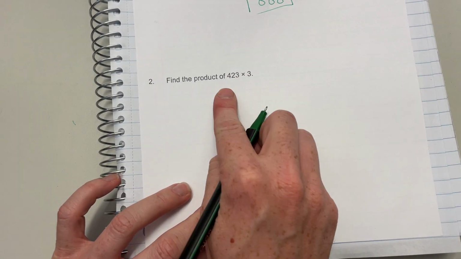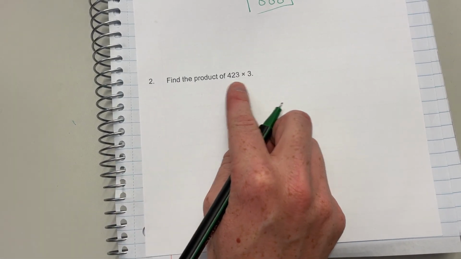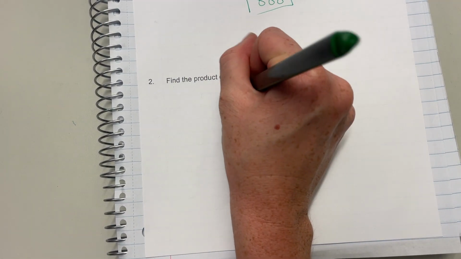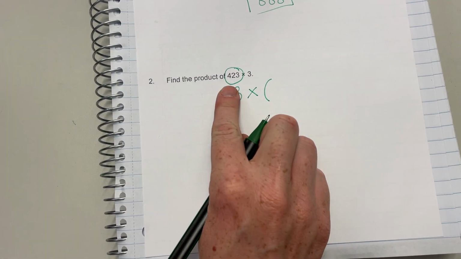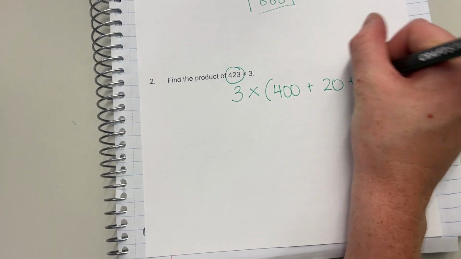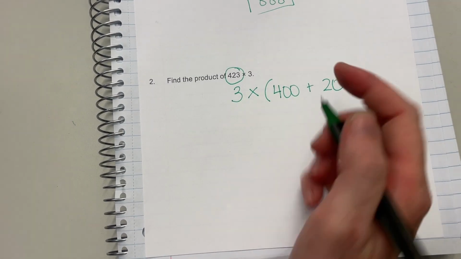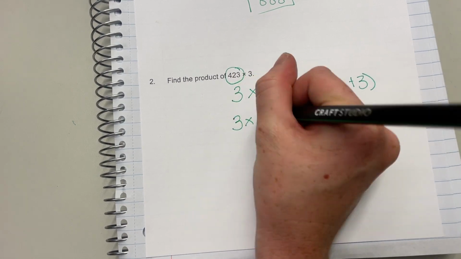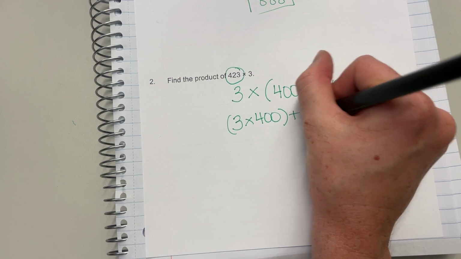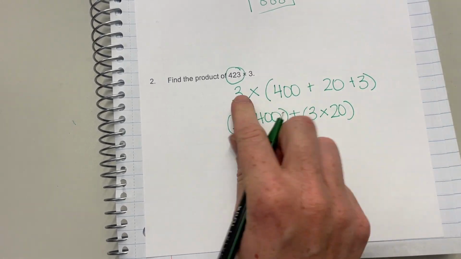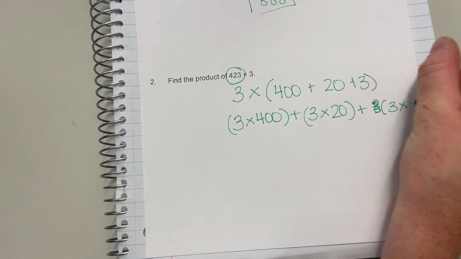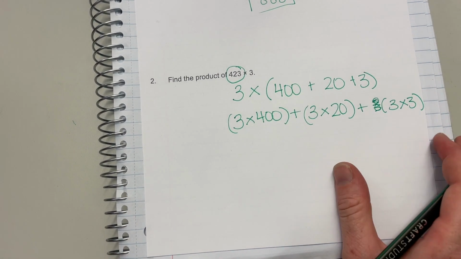Okay, second problem. Find the product of 423 times 3. Circle the bigger number. Rewrite the equation. So I have 3 times, and now I break this number up in expanded form. So I have 400 plus 20 plus 3. So 3 times 400, I'm distributing now, plus 3 times 20, and then 3 times 3. Oh, I don't know why I wrote an 8. Plus 3 times 3. Okay, and then final step is to solve.